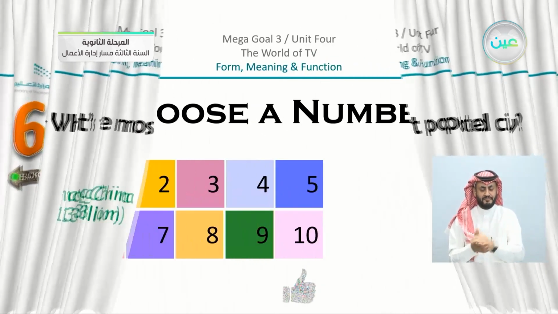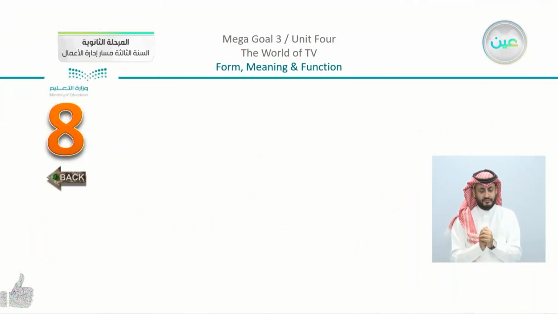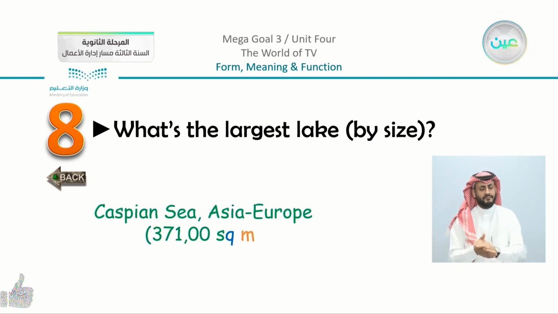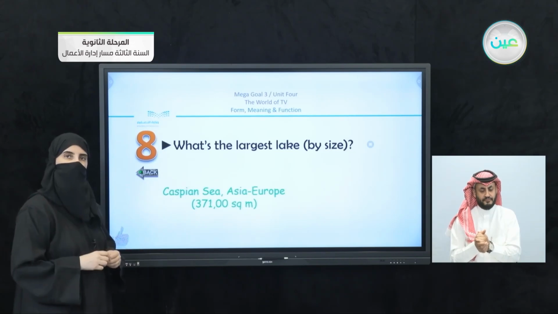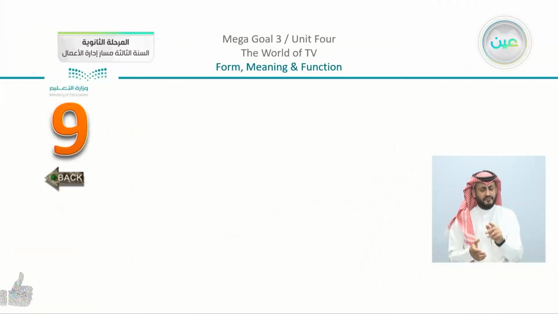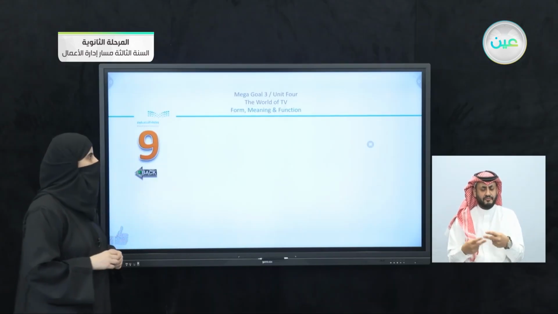Going back, let's choose this time 8. We can see that we have here, what's the largest lake by size? We have here, for example, in Asia, Europe, there is the largest lake. These are just examples. You can see that all of the questions, and you can also add the sentences in the superlative.